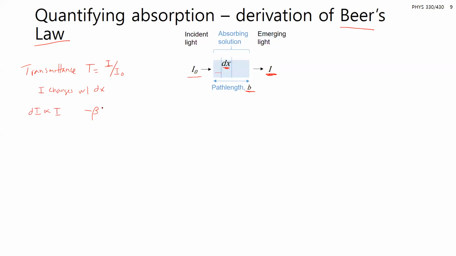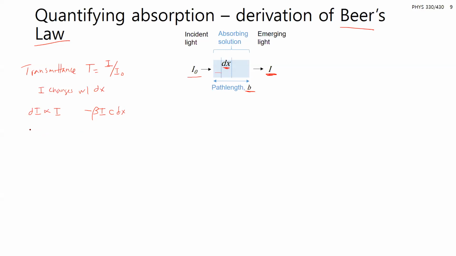And it's also going to be related to your starting intensity, the concentration of the molecules in solution you're detecting, and how big that path length is, dx. So if we want to understand the entire change for the entire path length, we're going to integrate over this.